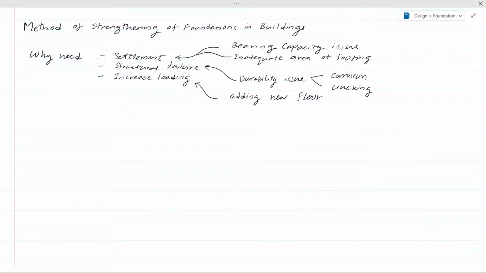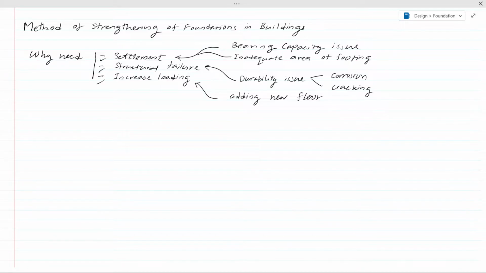I have listed the main reasons for foundation improvement here. First one is the settlement. There could be settlements in the foundations. Structural failures. Increase in loading. These are the three main reasons that we can identify why we need to strengthen the foundations.